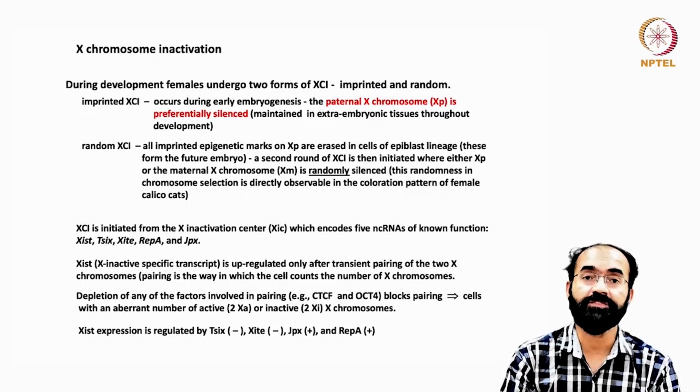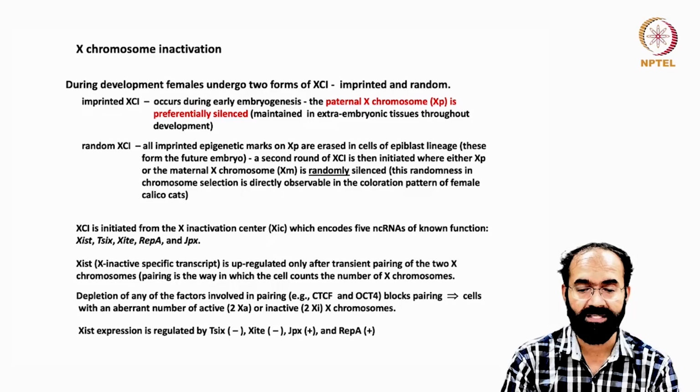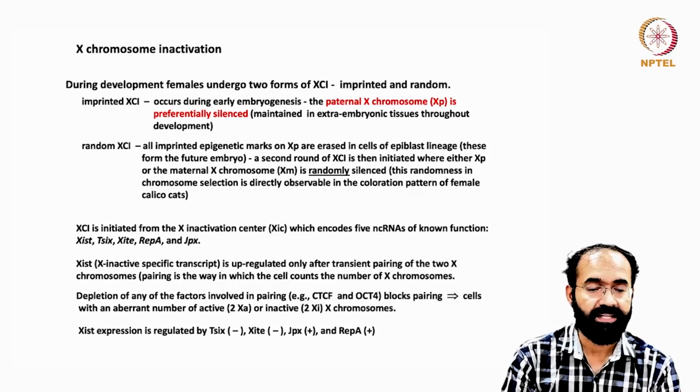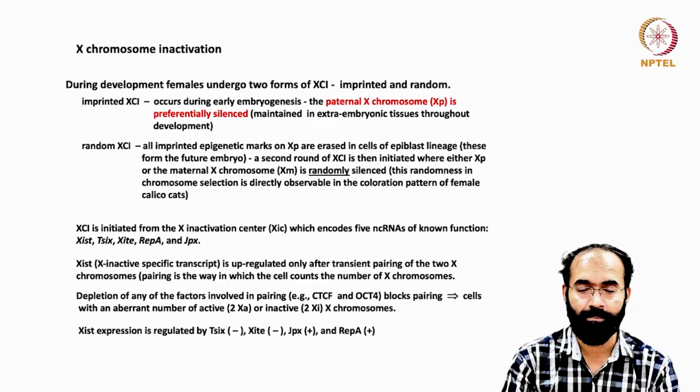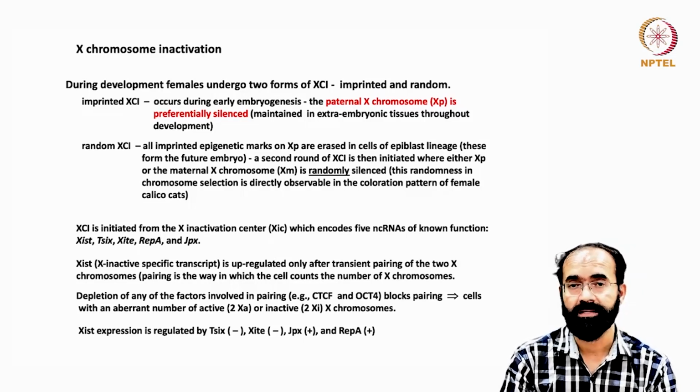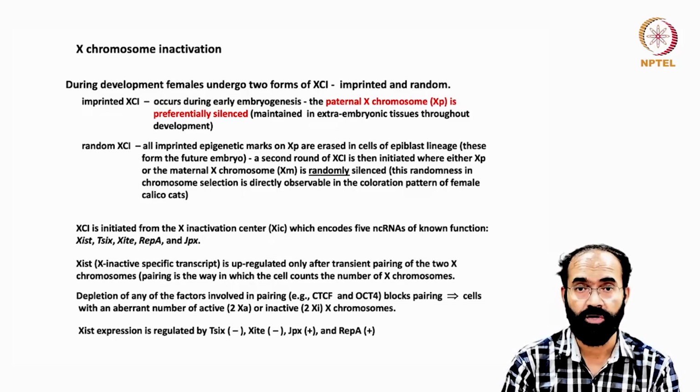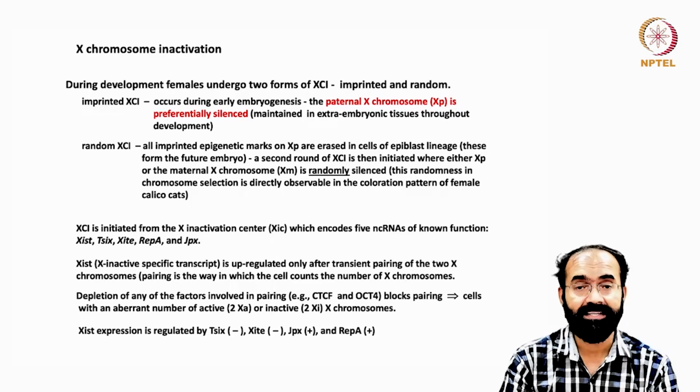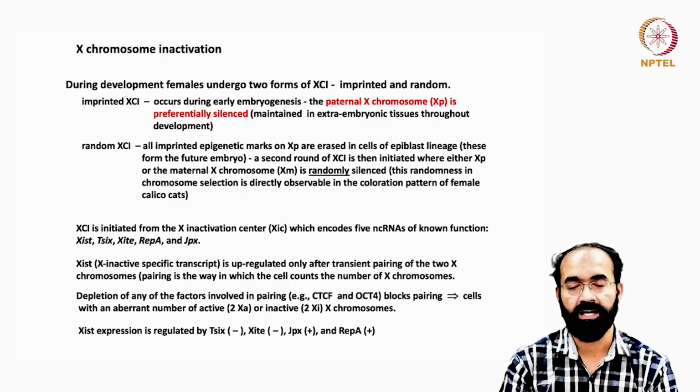So depletion of any of the factors involved in pairing, such as CTCF and OCT4, which are important in counting, blocks the pairing and gives cells with an aberrant number of active X chromosomes. That means both the X chromosomes can remain active or both can remain inactive. Usually it shouldn't happen, unless an imbalance occurs in the expression level of CTCF or OCT4. These are all genes responsible for the counting. Xist expression is regulated by Tsix in a negative manner, and Xite also affects it in a negative manner. JPX affects it in a positive manner, and RepA also in a positive manner. So Xist expression is stringently regulated by various supporting non-coding RNAs.